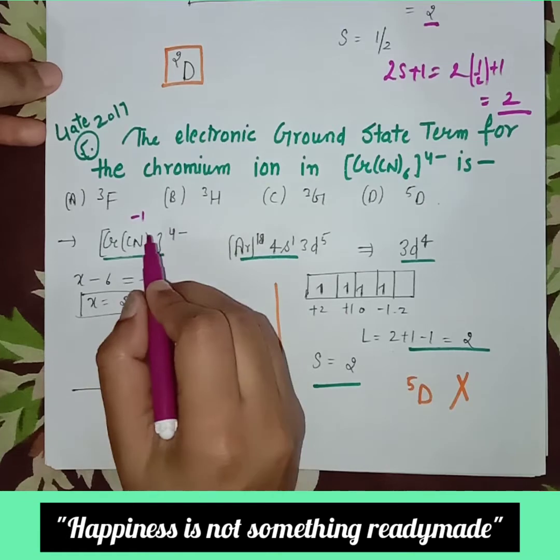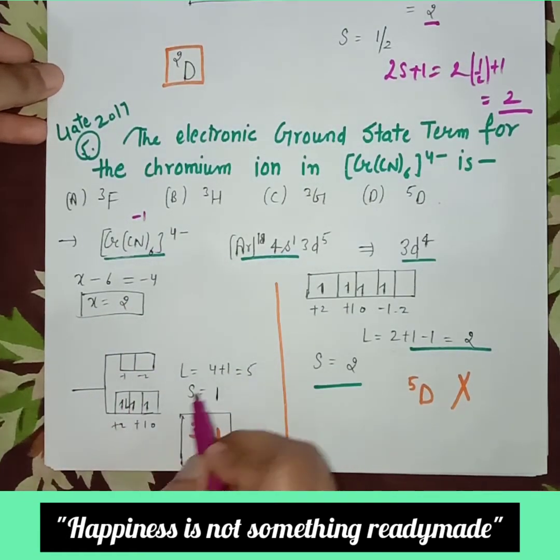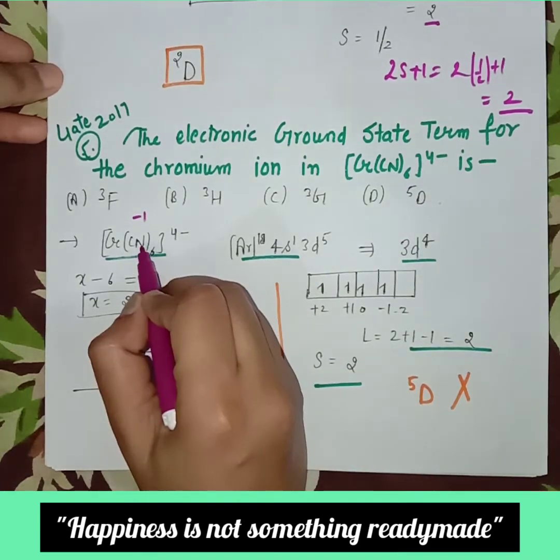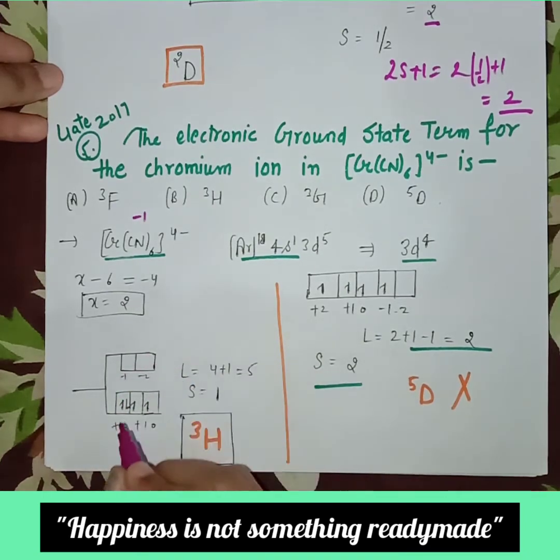In complexes of this type, we use these energy levels to find its term symbol. Three levels are below in energy and 2 above in energy. Then fill 4 electrons here. It is a strong field ligand, so pairing will happen below, before entering electrons in the upper level.